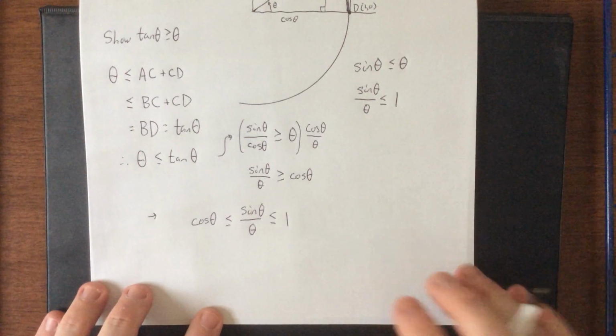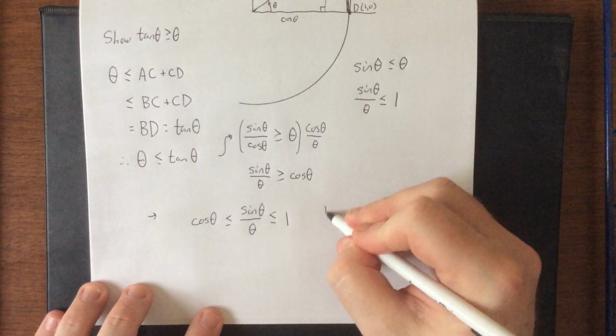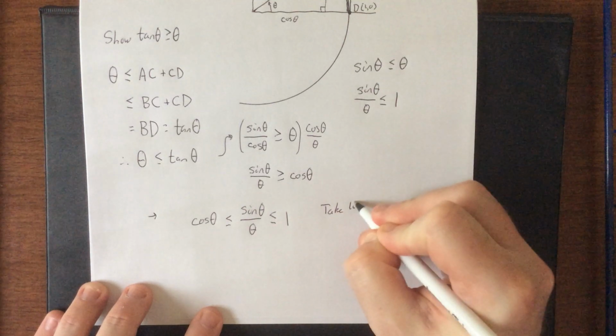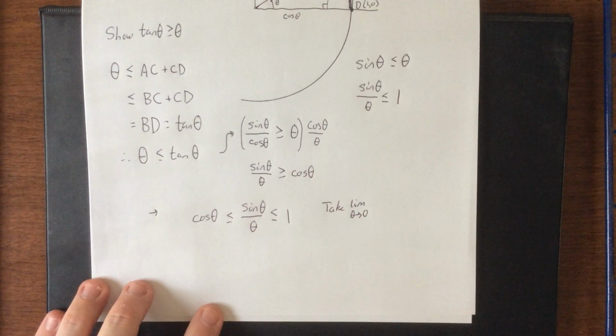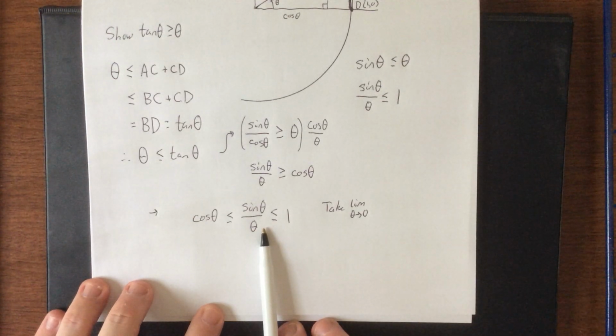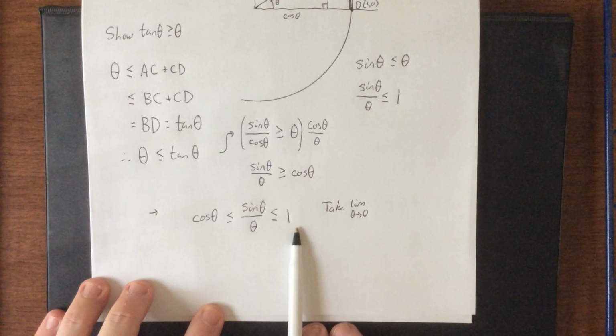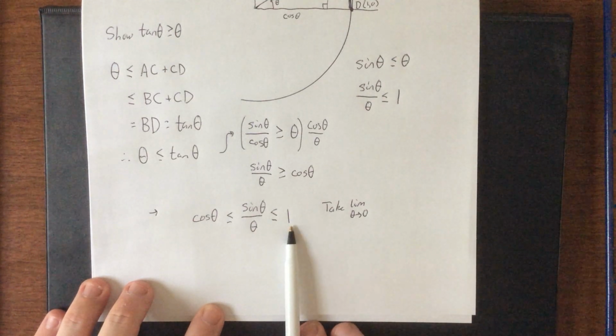I'm running out of room on this page, so I'm going to shorthand the rest of this. I'm going to take the limit as theta goes to 0 of all three parts. What we get in the middle is our desired limit. What we get on the right-hand side is the limit of a constant. That's just going to be whatever the constant is, and that is 1.